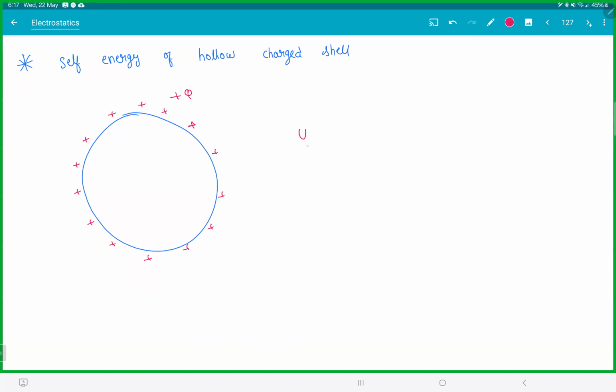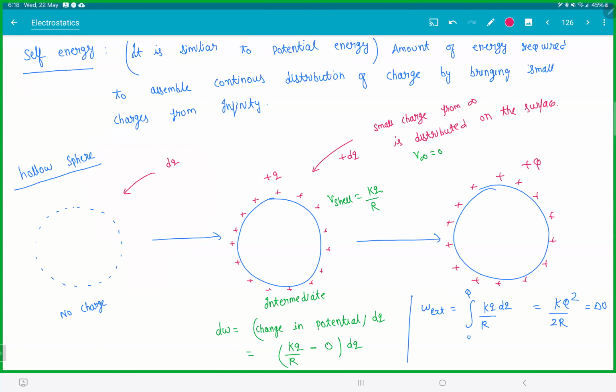So we'll just write U self energy. That's why we call it self energy. It is an energy due to your own particles. It is kq square by 2r. Quite useful. We're going to use this a lot in Gauss law. We're going to use it in some time. Do have a look at the proof.